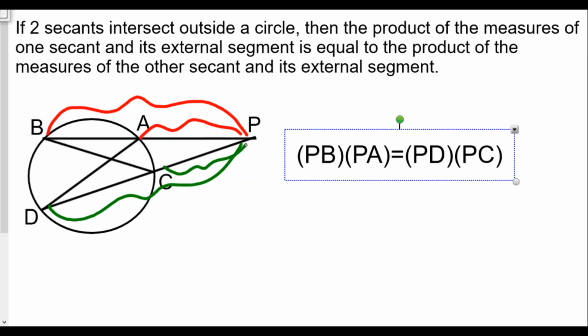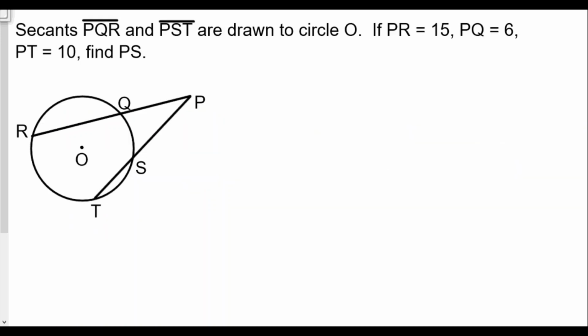Now let's take a look at an example. We're going to have secants PQR and PST drawn to circle O. If PR equals 15 and PQ equals 6 and PT is 10, find PS. All right, well, the whole segment we know, the whole segment is PR, which is 15. And the outside part, external segment, is going to be PQ, which is 6.